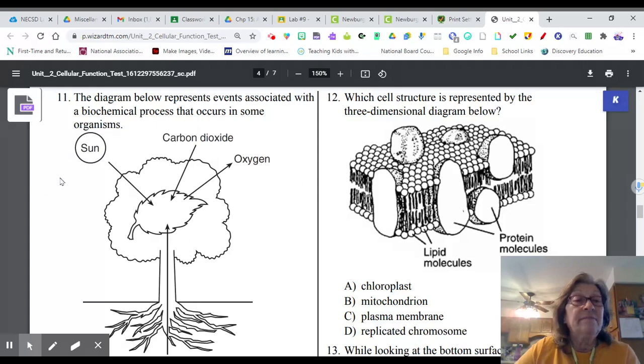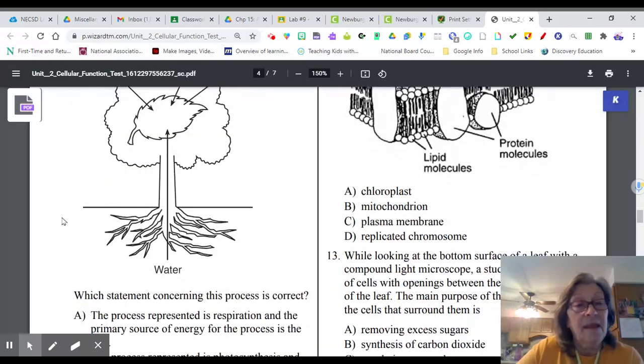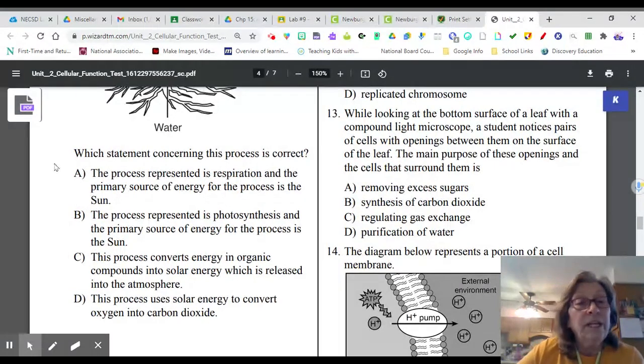Question number 11. The diagram below represents events associated with a biochemical process that occurs in some organisms. Sun, carbon dioxide, oxygen. And underneath we have water here. Which statement concerning this process is correct?